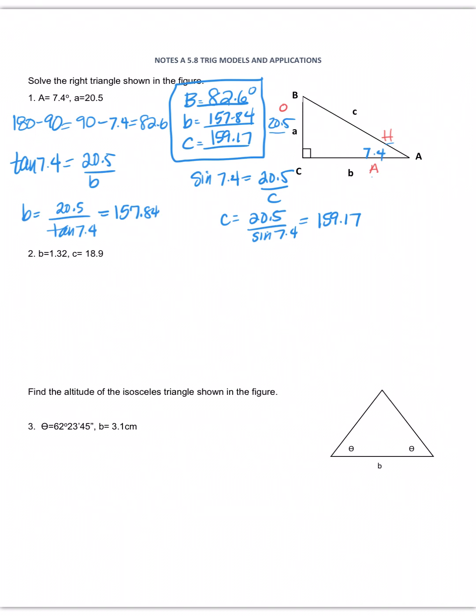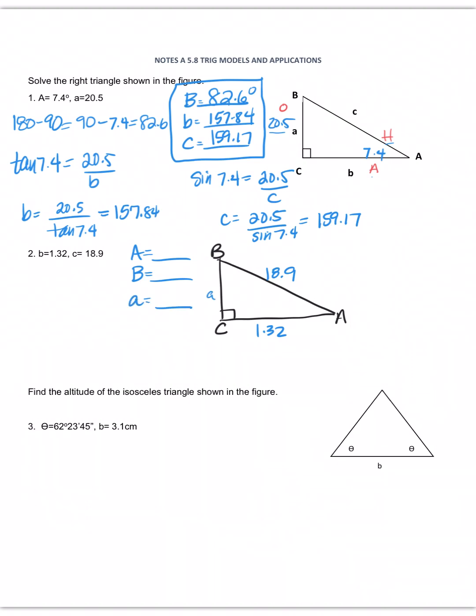Okay, this doesn't have a triangle, so I would recommend drawing a triangle. A, B, and C. Okay, let's see what's given. I'm told that little b is 1.32, little c is 18.9. Now I need to find my angles, right? And then little a. So I need big A, I need big B, and then I need little a. Okay, so how do I want to approach this?